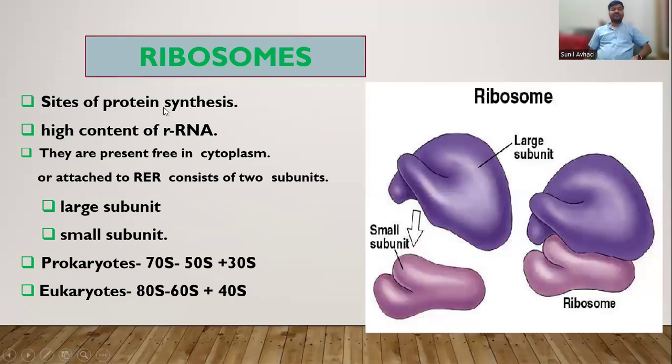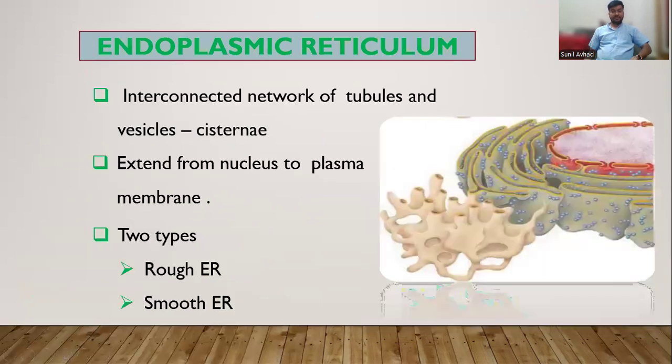Ribosomes are the site of protein synthesis. High content of RNA is also present. They are present free in cytoplasm, attached to rough endoplasmic reticulum. It consists of 2 units, large subunit as well as small subunit. Prokaryotes have 70S and eukaryotes have 80S. Diagrammatically, this is how the ribosome is made up of large and small subunit.